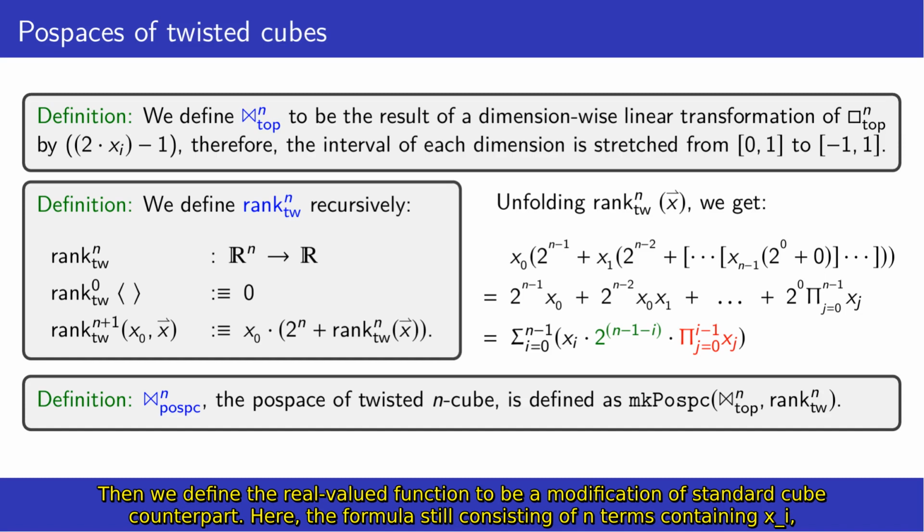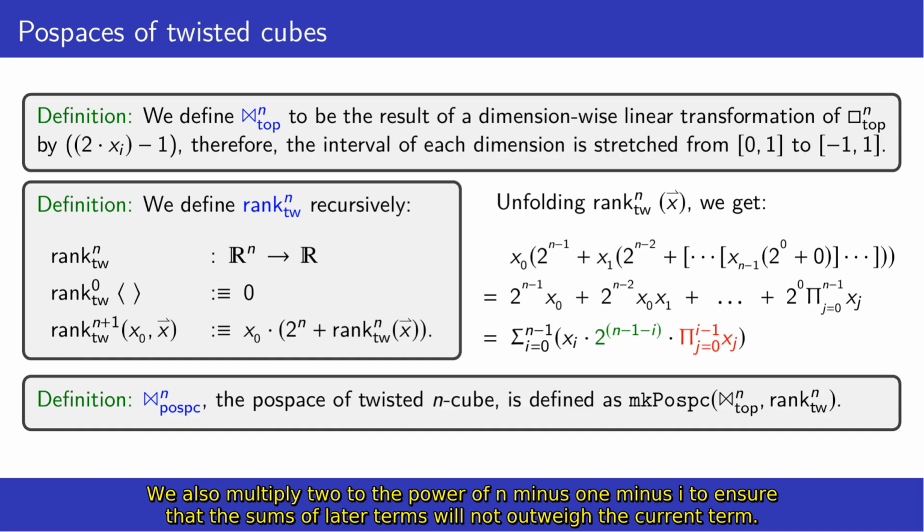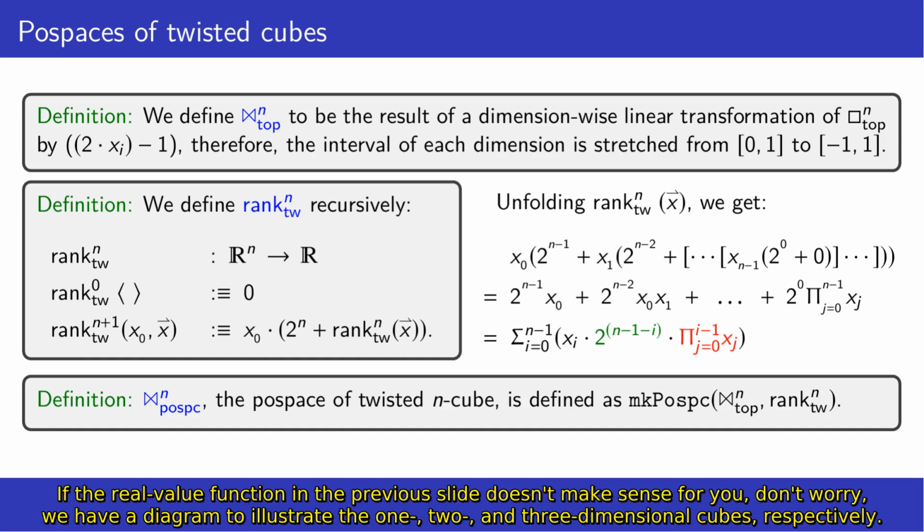Then we define the real value function to be a modification of the standard cube counterpart. Here, the formula is still consisting of n terms containing xi. However, we multiply all of earlier xj to xi because the sign of dimension i will depend on the sign of each earlier dimension j. We also multiply 2 to the power of n minus 1 minus i to ensure that the sum of later terms will not outweigh the current term.